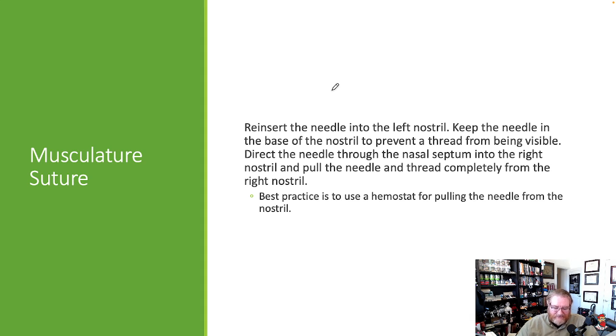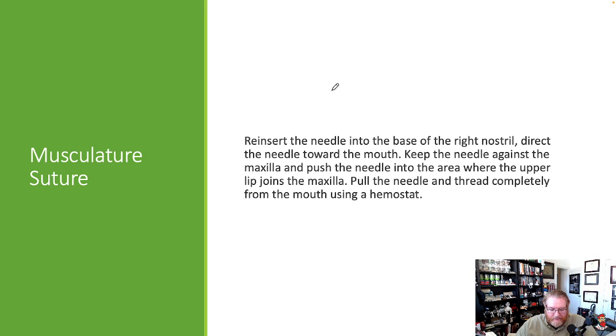Best practice, once again, is to use a hemostat for pulling the needle from the nostril. Then, insert the needle into the nostril, direct the needle towards the mouth, keep the needle against the maxilla, and push the needle into the area where the upper lip joins the maxilla. Pull the needle and thread completely from the mouth using a hemostat.